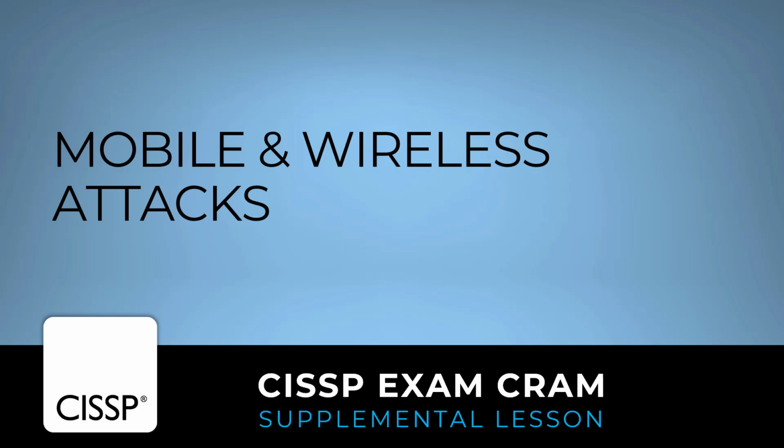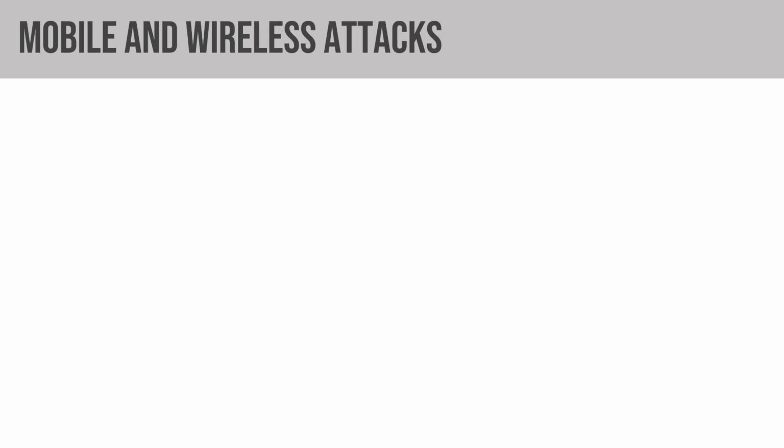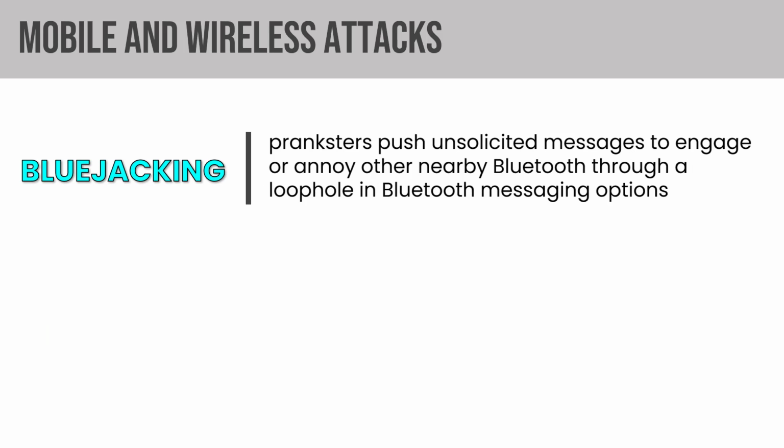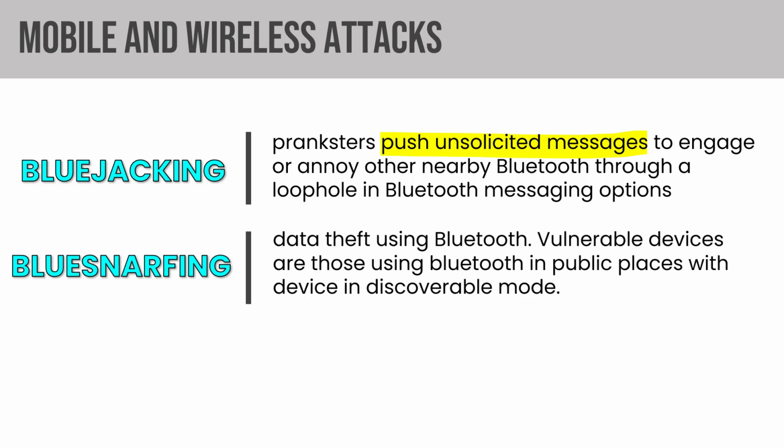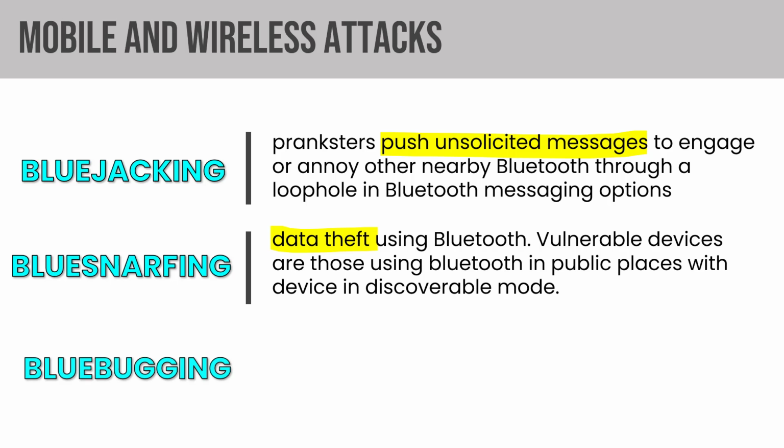So I'd like to touch on mobile and wireless attacks you may see on the exam. So first up, there's bluejacking, which is really a bit of an annoyance type attack. So pranksters push unsolicited messages to engage or annoy nearby Bluetooth users. There's blue snarfing, which focuses on data theft using Bluetooth, and vulnerable devices are those using Bluetooth in public places with a device that's in discoverable mode, which in the public space is generally speaking going to be a no-no.